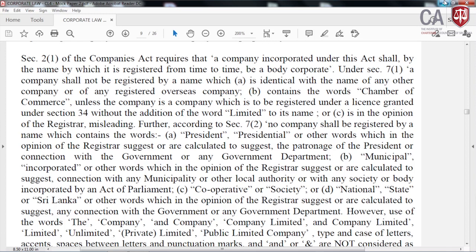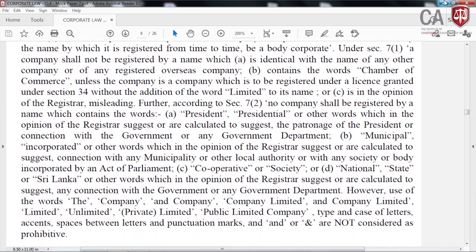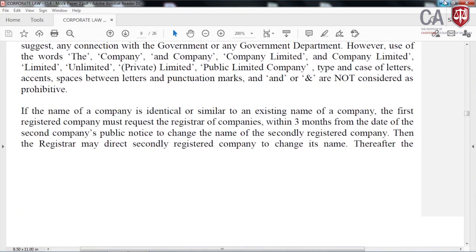However, use of the words the, company, company limited, limited, unlimited, private limited, public limited company, type and case of letters, accent, spaces between letters and punctuation marks and or n are not considered as prohibitive. So, all those things can be obtained to name a new company.